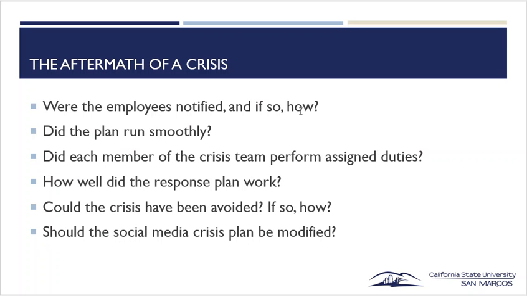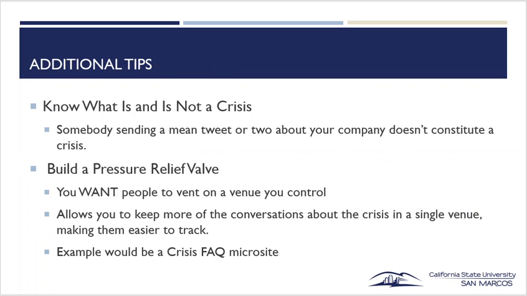Were the employees notified? If so, how? Did the plan run smoothly? Did each member of the crisis team perform assigned duties? How well did the response plan work? Could the crisis have been avoided? If so, how? Should the social media crisis plan be modified now that you've gone through it?